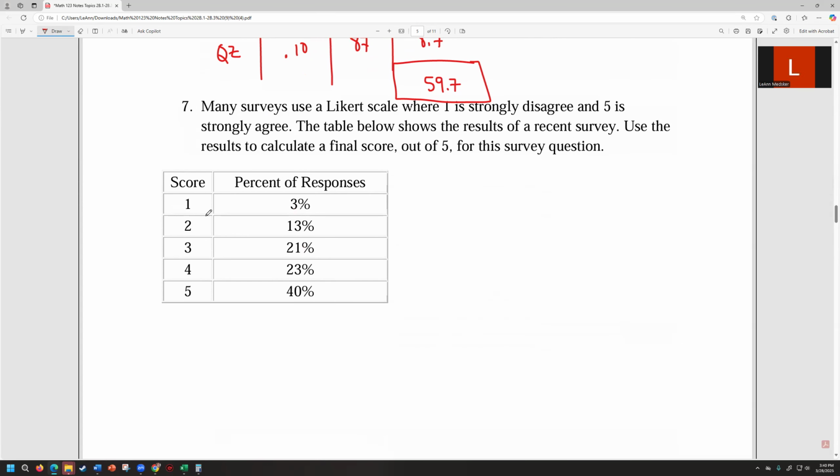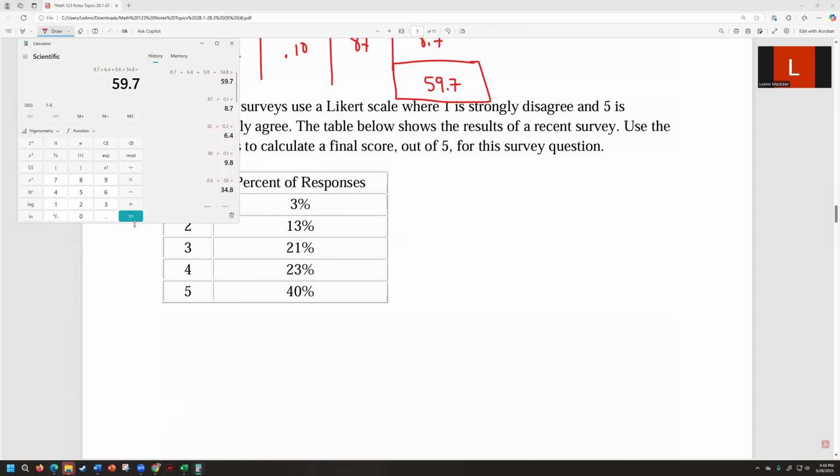This one's not grade specifically, but it's a Likert scale. If you've ever taken one of those quizzes where you did strongly disagree all the way up to strongly agree. So they're saying a 1 is strongly disagree, a 5 is strongly agree. They gave a survey to a bunch of people, and this is the percentage they got of each of those results. So strongly disagree, disagree, neutral, probably agree, and strongly agree. So just a Likert scale. We want to know what's the average score. Where do people actually typically fall using the percentage weights?